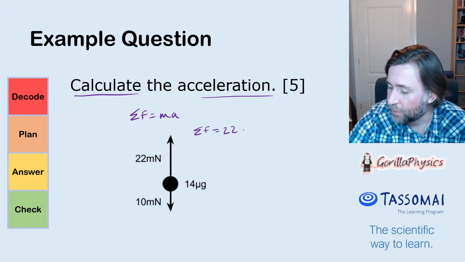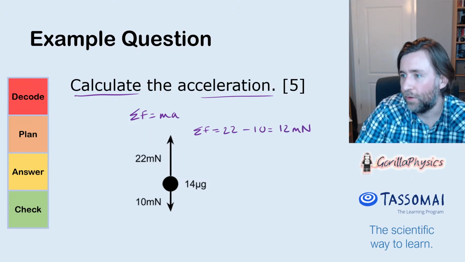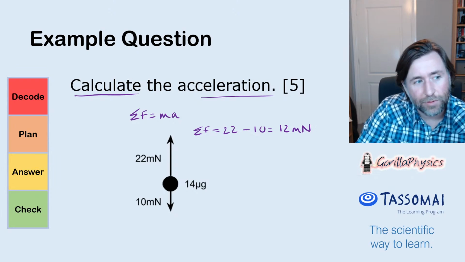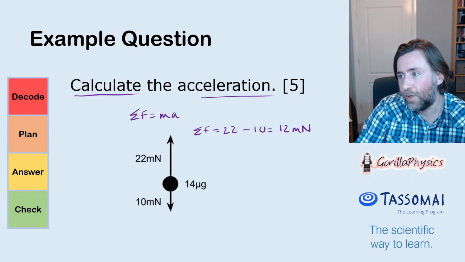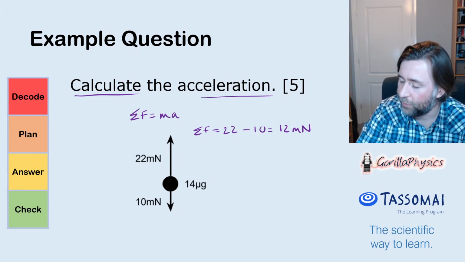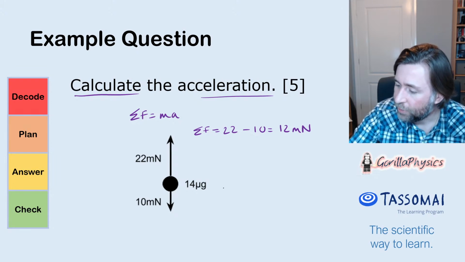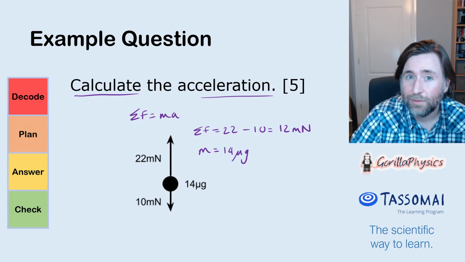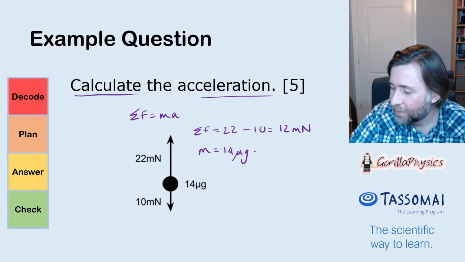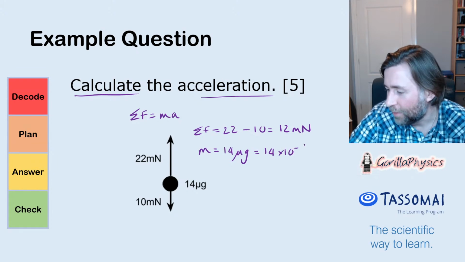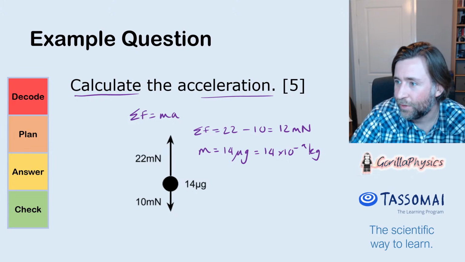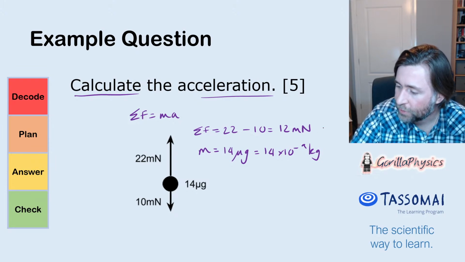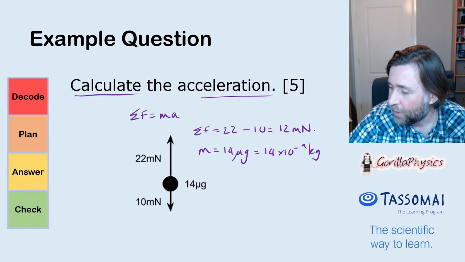And even if you've just done that, 22 take away 10 gives you 12 millinewtons, then you've got yourself a mark. You at least worked out that you need to use a resultant force. If you use 22, incidentally, you probably get 4 out of 5, even if you did the rest right, but you just missed that first one. The conversion is hard for the mass, because it's 14 micrograms, and that 14 micrograms is 14 times 10 to the minus 6 grams, which is 14 times 10 to the minus 9 kilograms, and we have to use mass as a kilogram in our equations. And also the force is in millinewtons, so let's actually convert that into newtons.